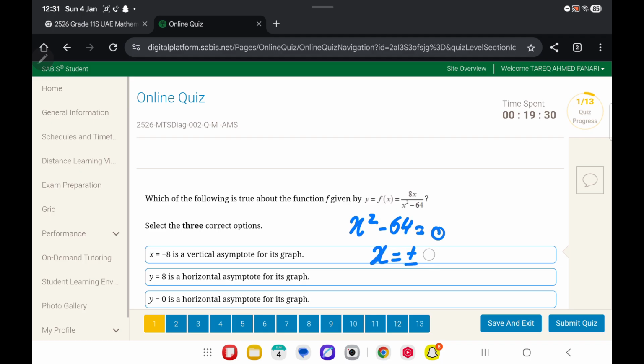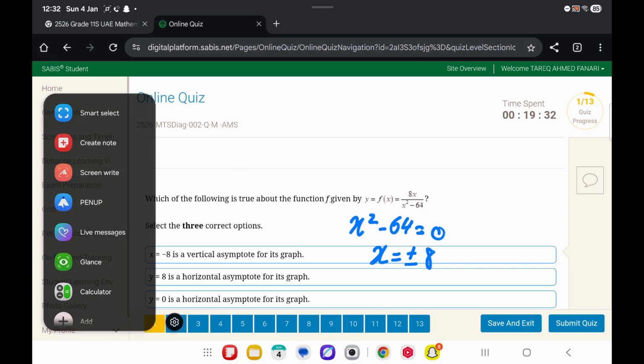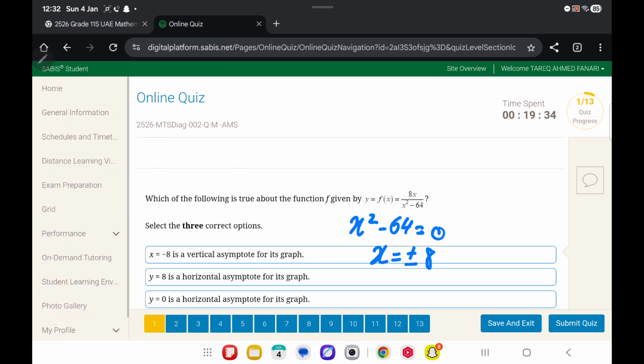You know how to do this. I'm not going to solve this for you. Yani, this is grade 9. Take 64 to the other side, take the square root, positive or negative. These are your vertical asymptotes. Right? So x equals negative 8 is a vertical asymptote, and x equals positive 8 is a vertical asymptote. Just so you know. Now, I'm going to erase this. I'm going to keep this because we need it.